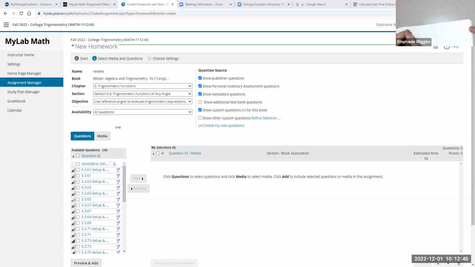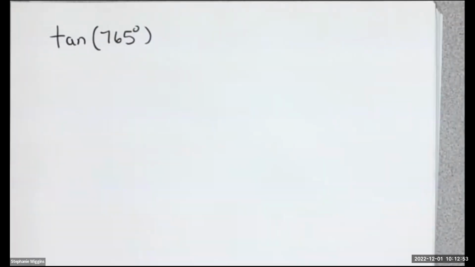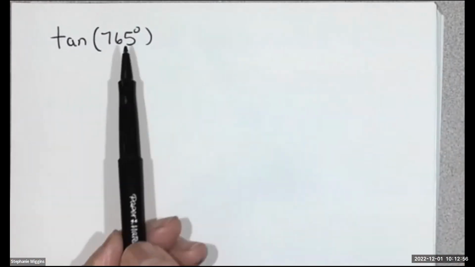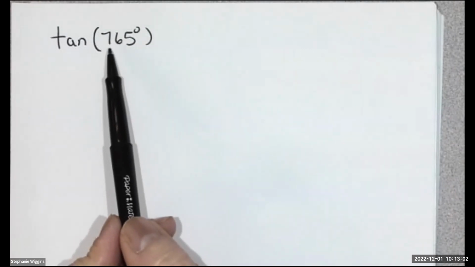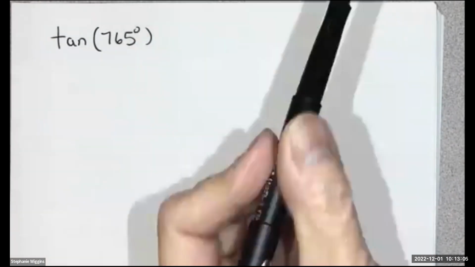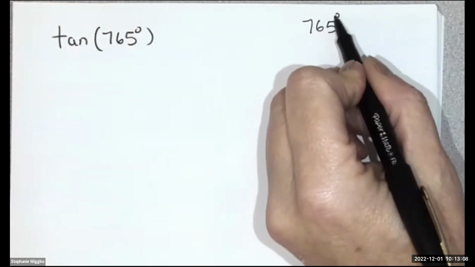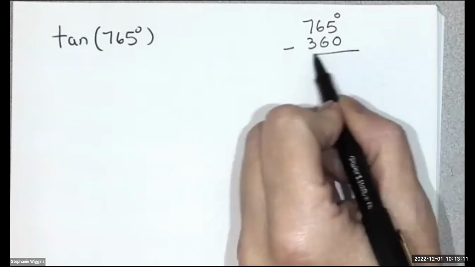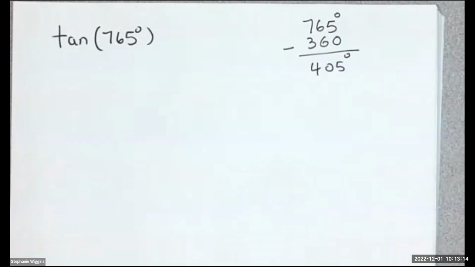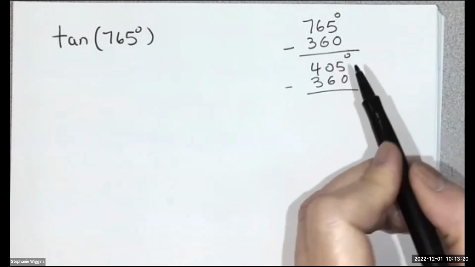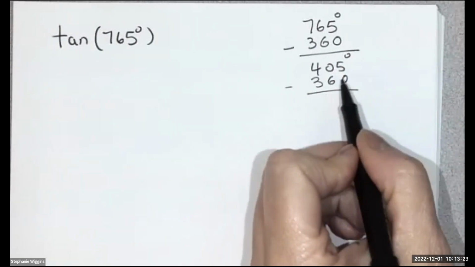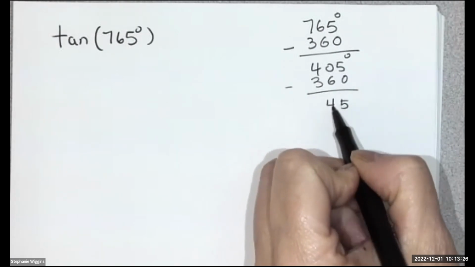But let me just do this using the unit circle. Pretend I don't have a calculator. So tangent of 765. First off, notice that this angle is way out of range. It's not between 0 and 2 pi or 0 and 360. So we are going to bring that down and find a coterminal angle. I'm going to subtract 360 and I get 405, right? And that's still too big. So I'm going to subtract 360 again to bring it down into the right range. And that is going to be 45 degrees.